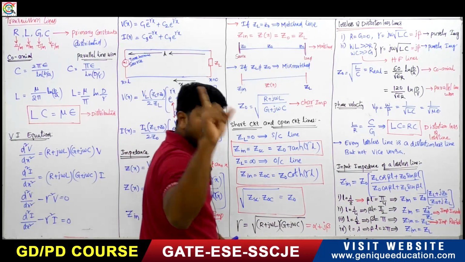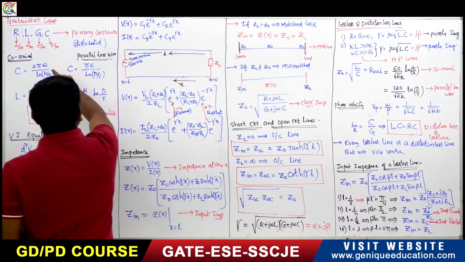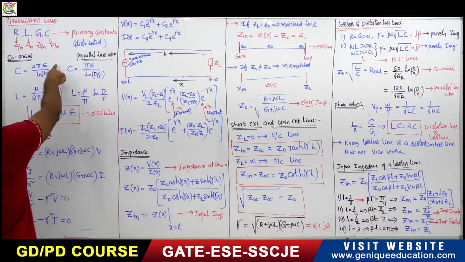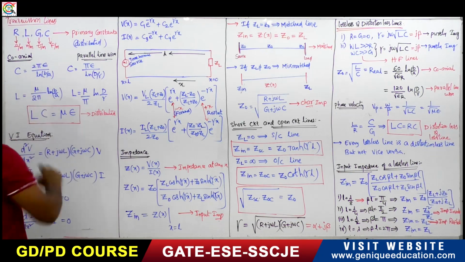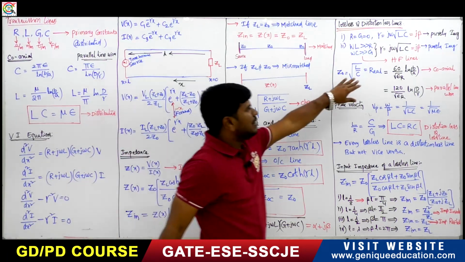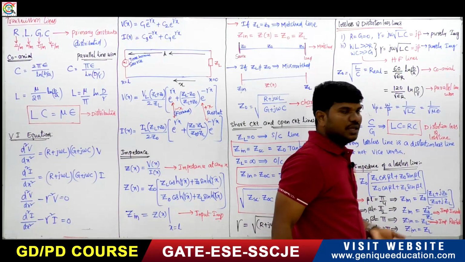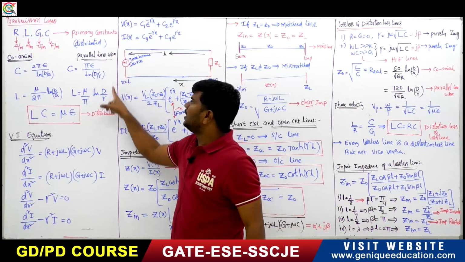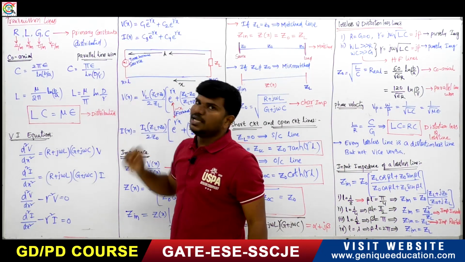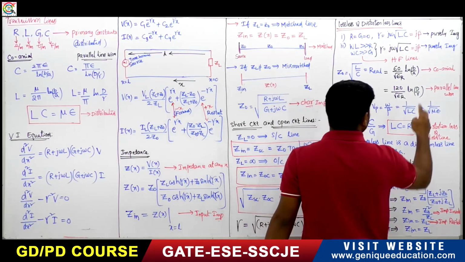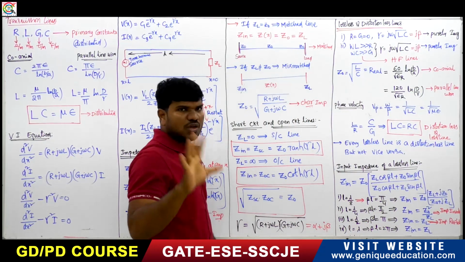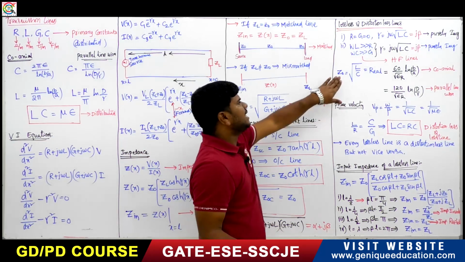Suppose you take a coaxial cable, this is what? L and C. If you divide L by C and take the root, you will get 60 divided by root epsilon r, times ln of b by a. Similarly, if you take a parallel wire line, L and C, if you divide L by C and take the square root, then you will get 120 divided by root epsilon r, times the corresponding log term.